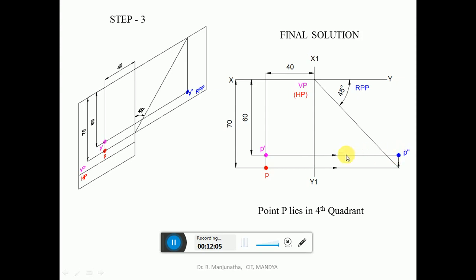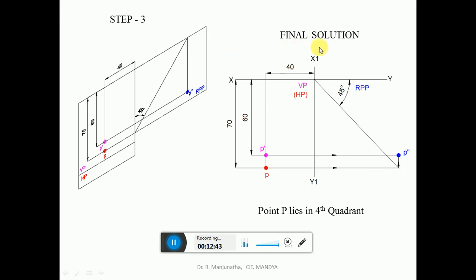Then show the directions of projection, which is from left to right, and this is also from left to right from both the top view and front view, and from the 45-degree line you extend to the top side, so that it is going to intersect where the front view is. On that line you are going to get the side view. Then show the dimensions: 40 mm, which is in front of RPP, this is 60 mm, which is below HP, and this is 70 mm, which is in front of VP. So this is going to be the final solution.